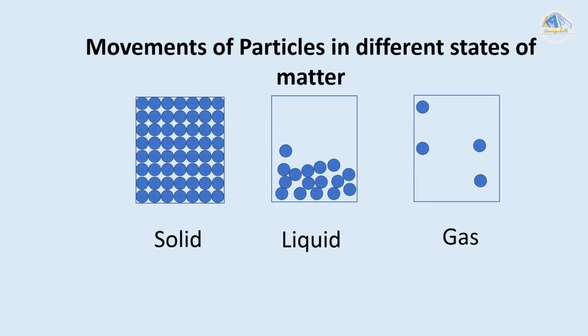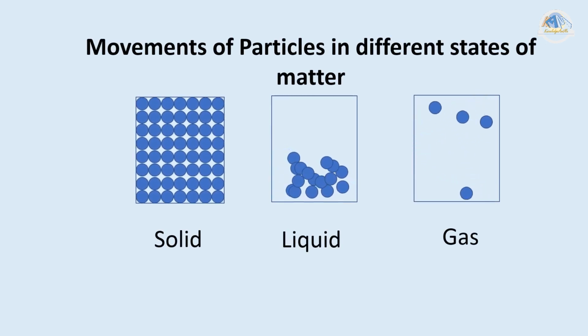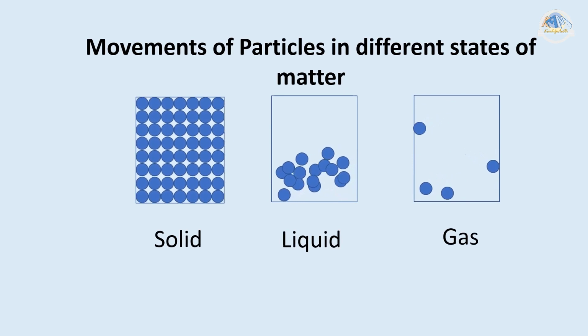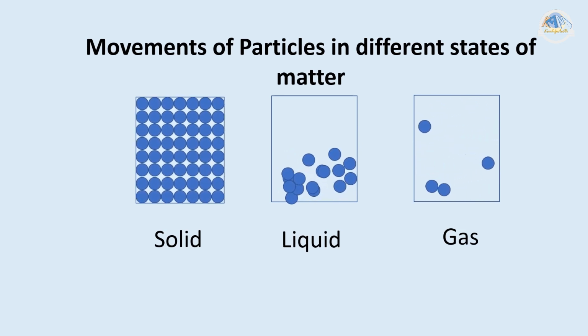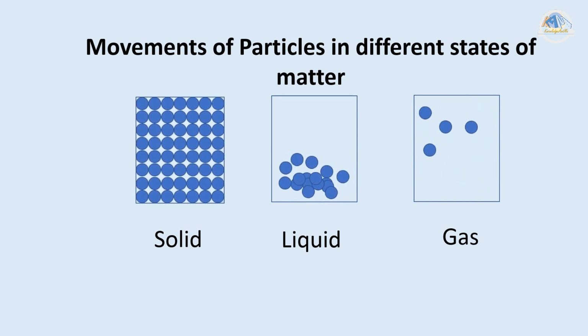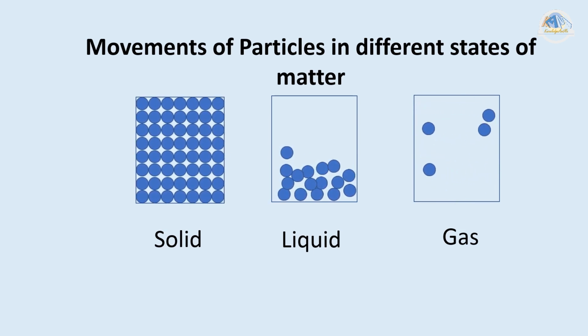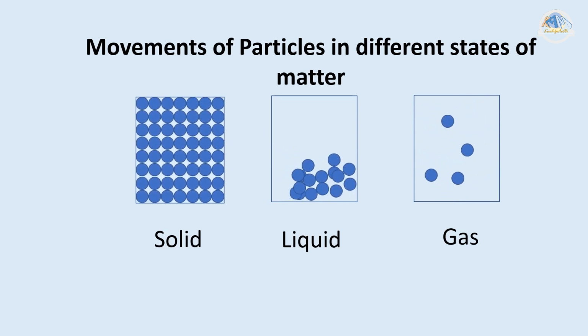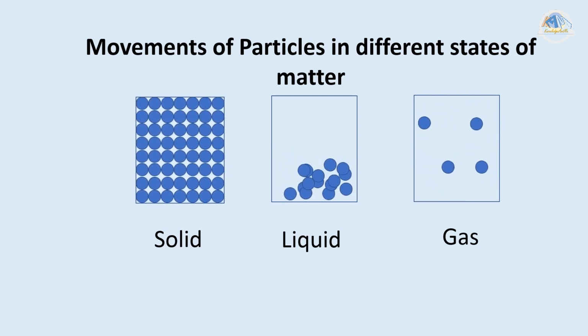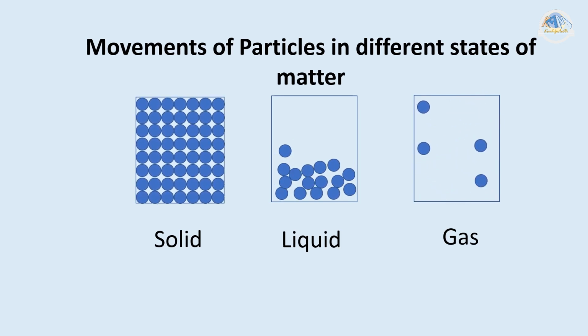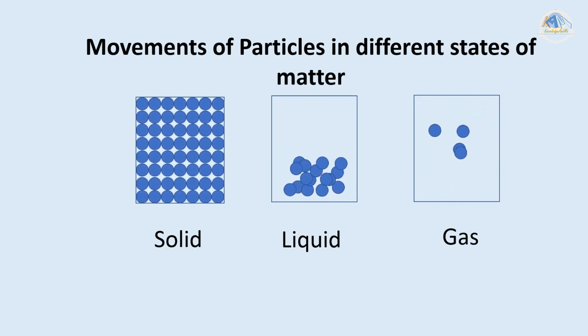If we compare the movements of particles of the three states of matter, we will observe the particles of solids are tightly packed and they can only vibrate at the same spot. The particles of solids do not move from one place to another place. In case of liquid, the particles of liquids are close together but they don't have a proper arrangement. The particles of liquids can move from one place to another. The particles of liquid move at a very low speed. And, in case of gas, the particles are separated, they can move freely everywhere at high speed without any kind of restriction.